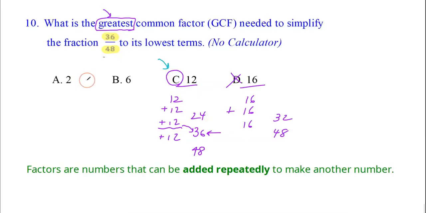Just a quick point before I move on to the next question. Answer choice B is 6, and if you do this process here, you will see that 6 is actually a common factor of 36 and 48, and so is 2. However, they're asking for the greatest common factor, and that's why the answer is 12. And again, 16 doesn't work. It's not a common factor because it's impossible to add 16 repeatedly to get the 36.